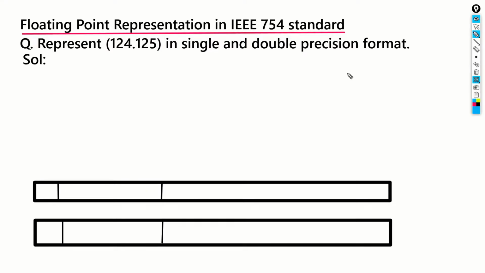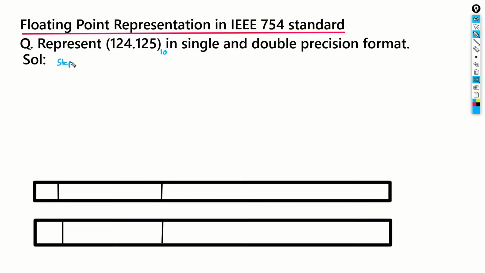Hello everyone. In this video, we will talk about the floating point representation in IEEE 754 standard. So the given question is to represent 124.125 in decimal number system in single and double precision format. So we know that IEEE 754 standard specifies single and double precision format for the representation of real numbers. Okay, so let us see the steps.